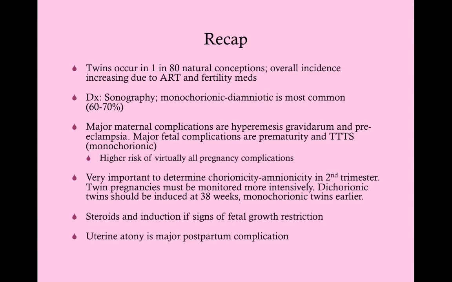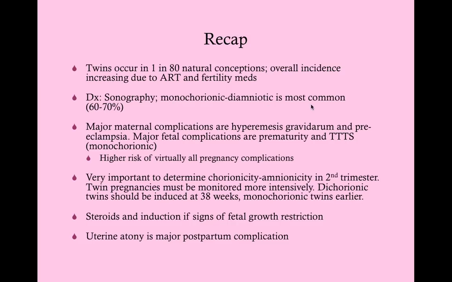So to recap, twins occur in 1 in 80 natural conceptions. Overall incidence is increasing due to artificial reproductive technology and fertility medications. And certainly the incidence of large multiples, 3, 4, 5, is also increasing. Diagnosis, sonography. Woman comes in, she wants to know if she's pregnant, you do a sonogram, and you should only see 1 amniotic sac. If you see 2 amniotic sacs, it's probably twins. It certainly is twins.